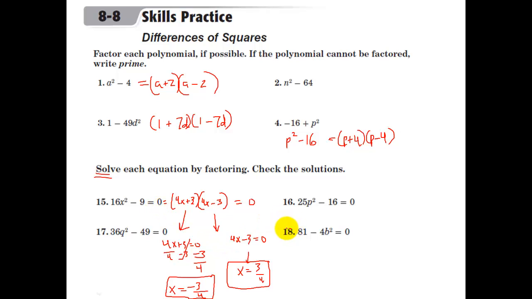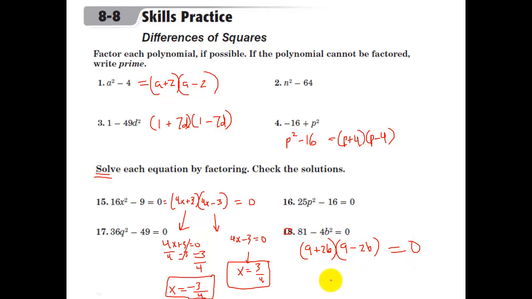Let's do our final example here. Let's try number 18. Again, this is a perfect square, so the square root of 81 is 9, so we got a 9 and a 9. The square root of 4b squared, square root of 4 is just 2, and square root of b squared is b. So a 9 and a 2b. 1 is positive, 1 is negative, and that equals 0.